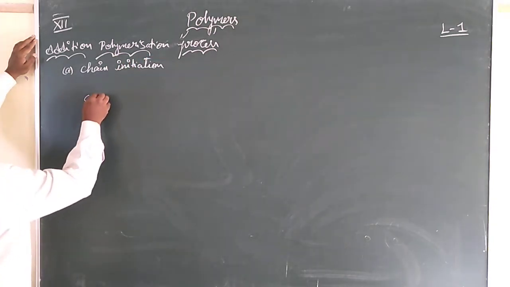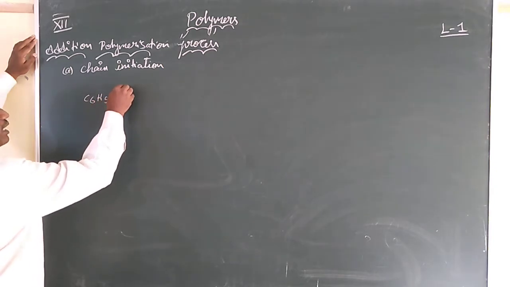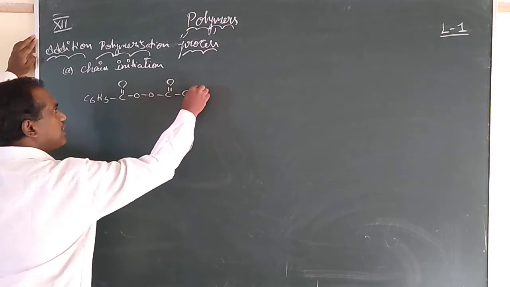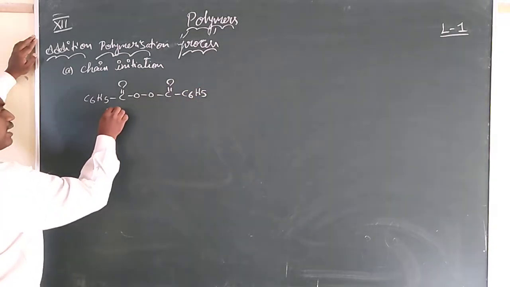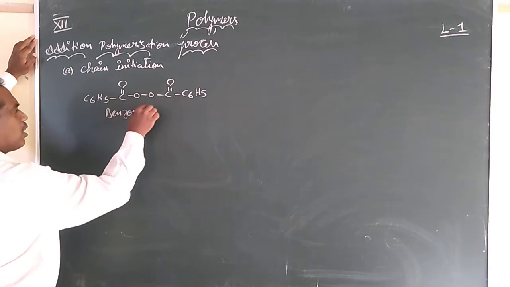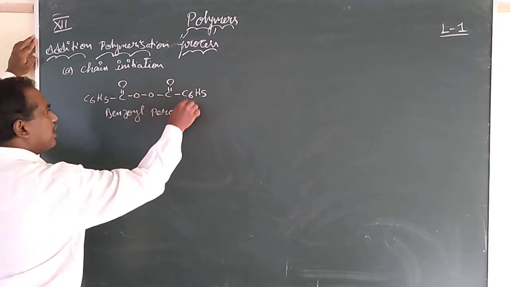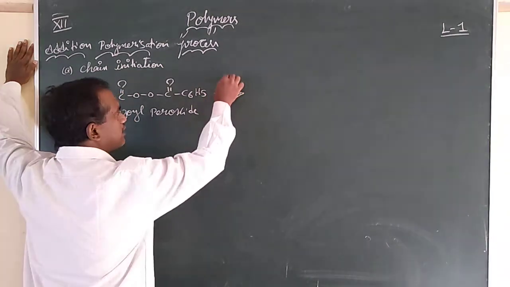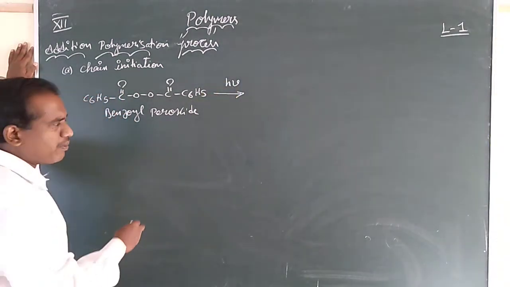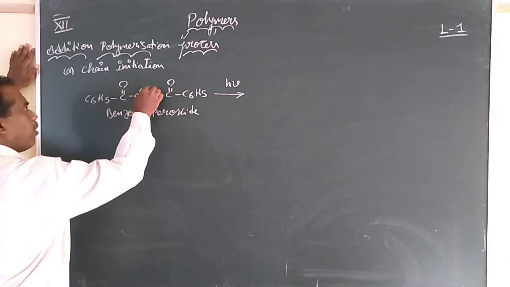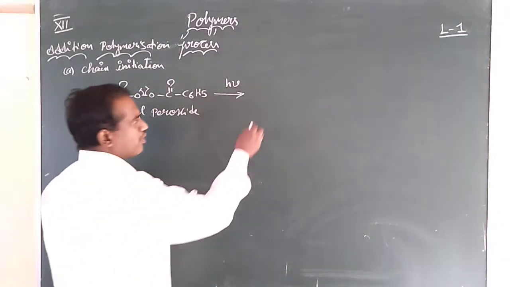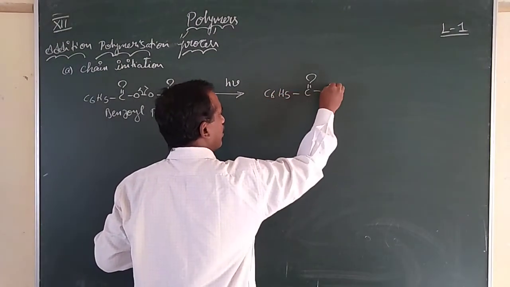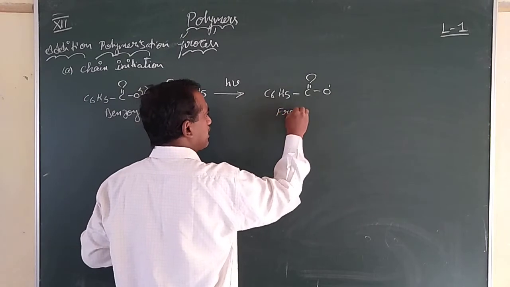Let us see one example. C6H5, C double bonded O, O, C double bonded O, C6H5. It is called benzoyl peroxide. What is the name of this compound? It is called benzoyl peroxide. Generally, peroxides are unstable in the presence of sunlight. Unstable in sunlight means the bond will break at the peroxy bond, and a free radical will be generated. What is generated, children? A free radical.